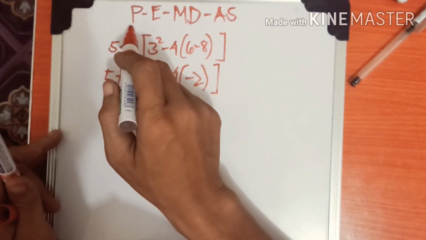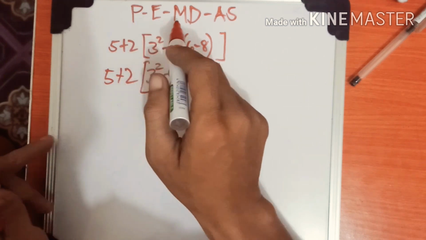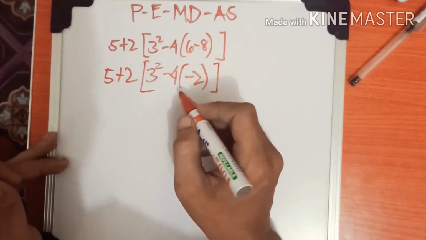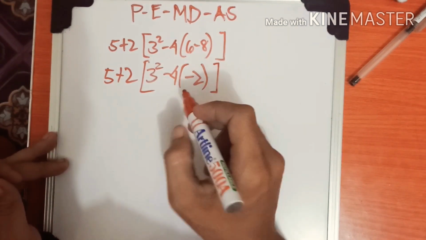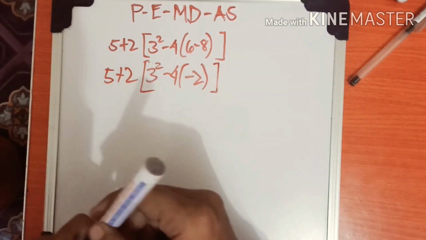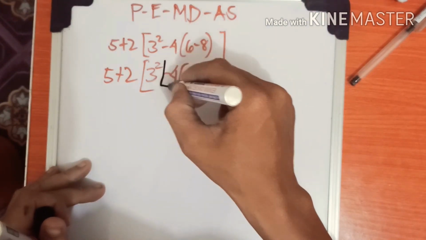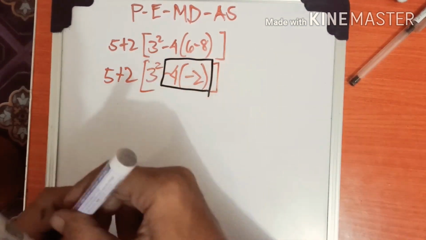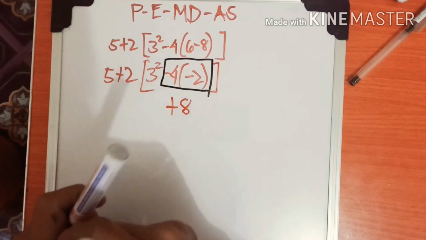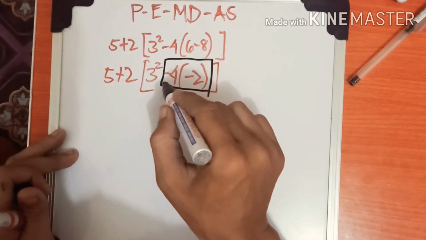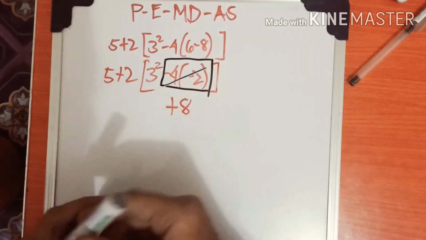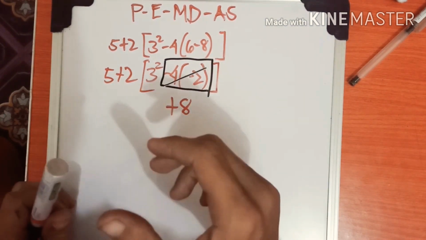And the second process is we look again at parentheses, exponent, multiplication, division, addition, and subtraction. First, parentheses: we still have a parenthesis, which is the negative 2. So we have to multiply negative 4 by negative 2, and that is positive 8. So in this case we are already done with the parentheses. Okay, we move to the second.